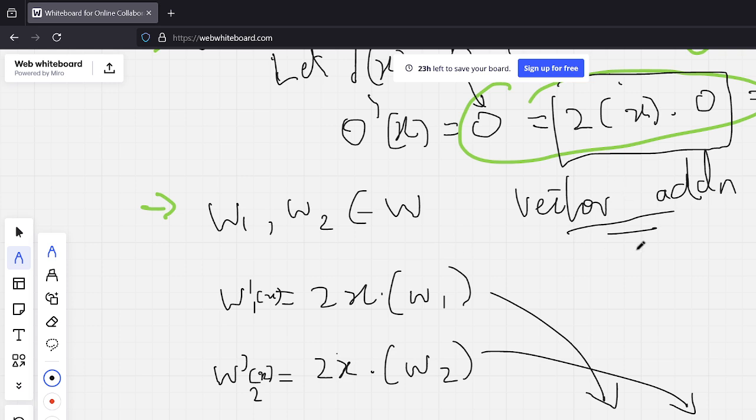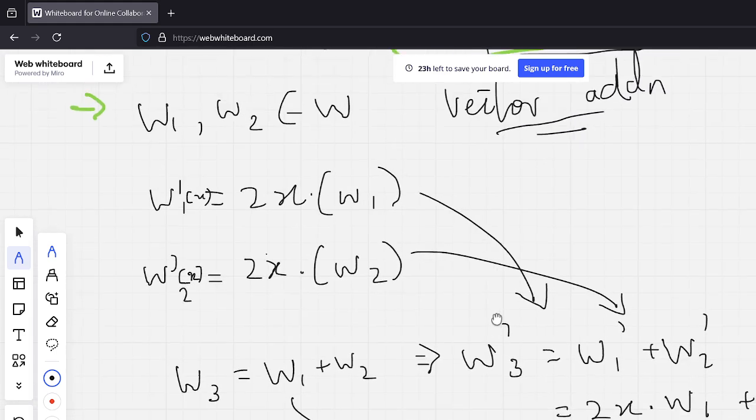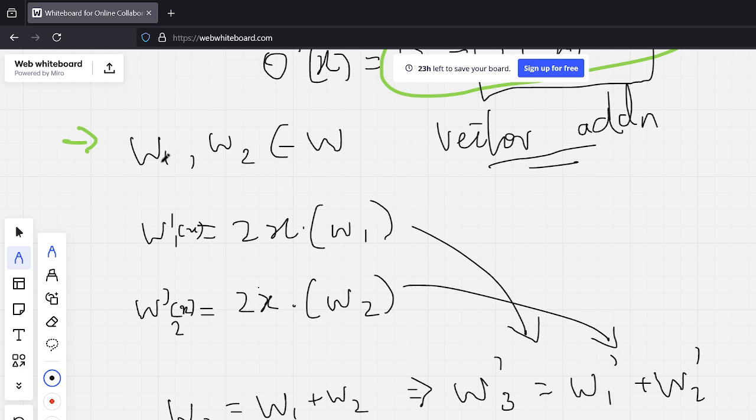When we look at vector addition, we have W1 and W2, which both belong to W. And W1 is a function that when differentiated gives 2x times W1, same with W2. And we are trying to find out if, when we do vector addition of W1 and W2, the third vector, W3, also follows the same rule. Meaning, does it also have 2x times W3? So we have W1 and W2, and we differentiate all three of them, and we find out that the derivative of W3 is the derivative of W1 plus the derivative of W2.